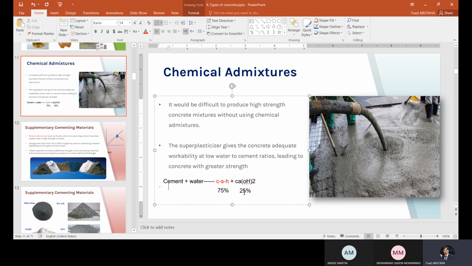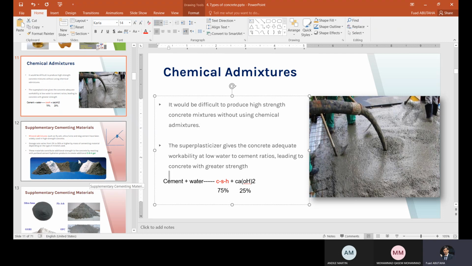This is a good value, but still I have 25% volume inside the concrete, calcium hydroxide, and this one has no benefit to the concrete. The concrete doesn't benefit anything from the calcium hydroxide inside it. So 25% of the concrete volume is calcium hydroxide that has no benefit to the concrete.